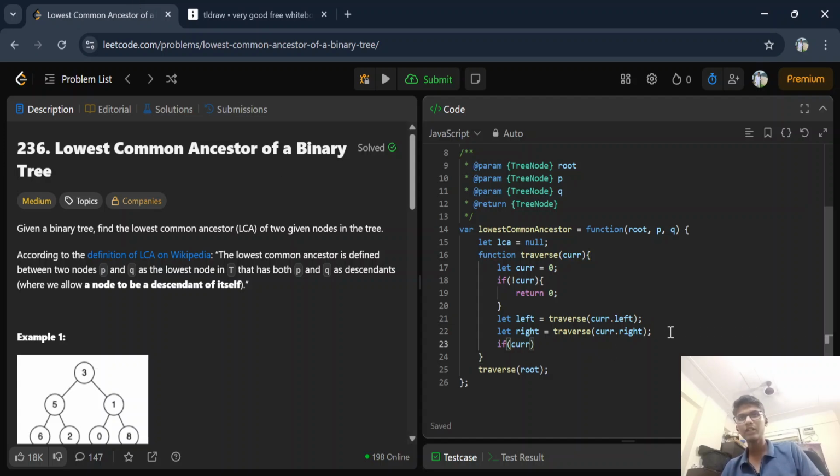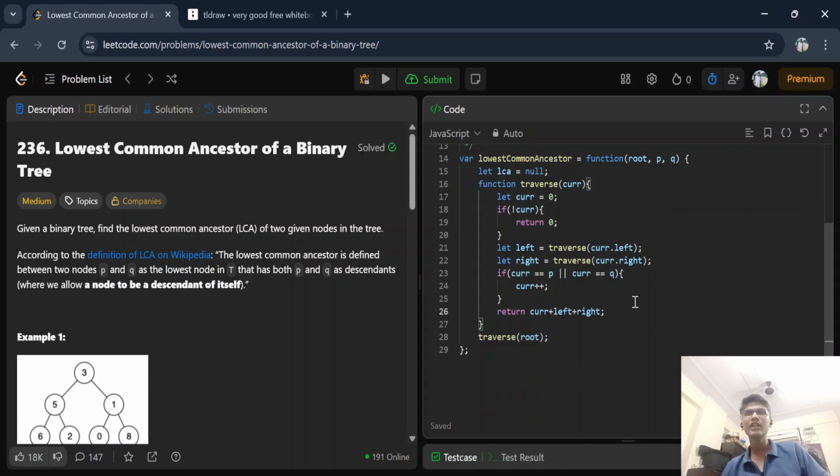How will current become 1? If current is equal to P, or current is equal to Q, either of them, then I will do what? I will do current plus plus. I will increase current, and then I will return current plus left plus right. See, left is a value right now, left is not a function, left is a value at last point. Perfect. So it will return this.